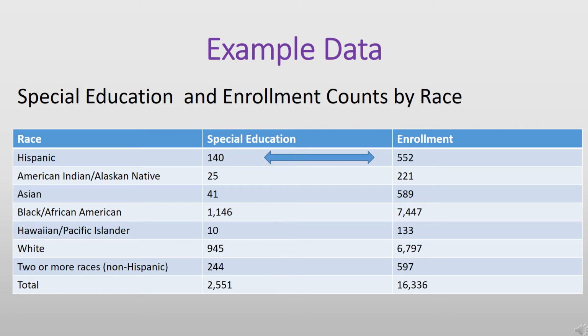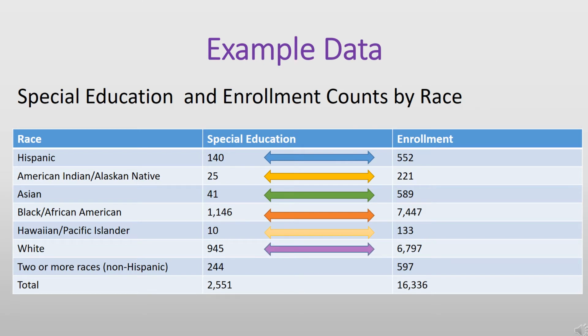Hispanic special education 140, enrollment 552. American Indian, Alaska Native, special education 25, enrollment 221. Asian, special education 41, enrollment 589. Black, African American, special education 1,146, enrollment 7,447. Hawaiian Pacific Islander special education 10, enrollment 133. White special education 945, enrollment 6,797. Two or more races or multi-race special education 244, enrollment 597. The total for special education is 2,551, enrollment 16,336.